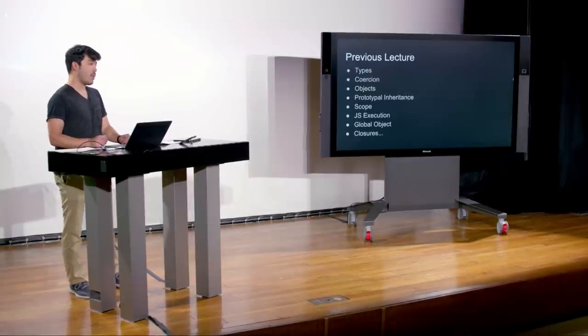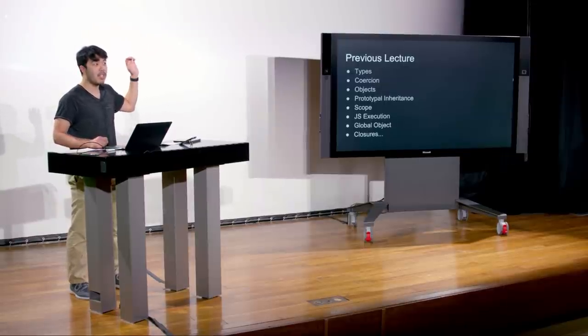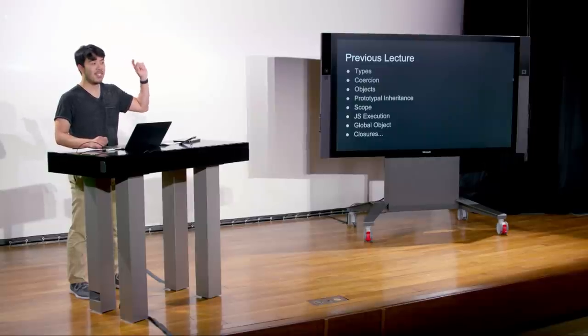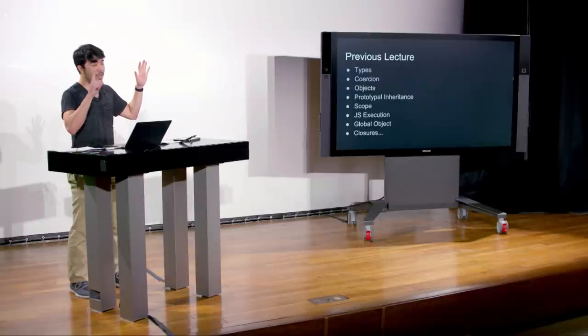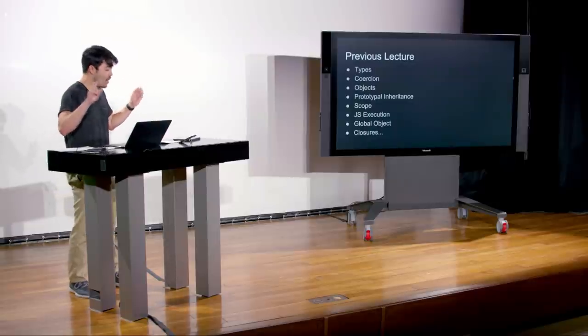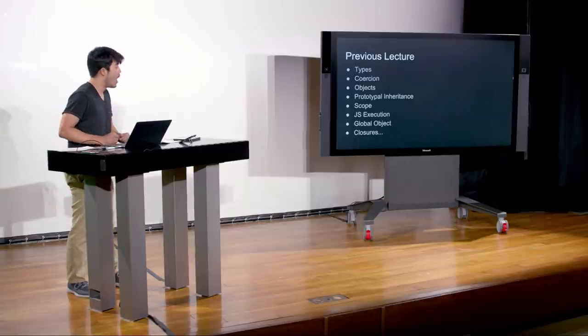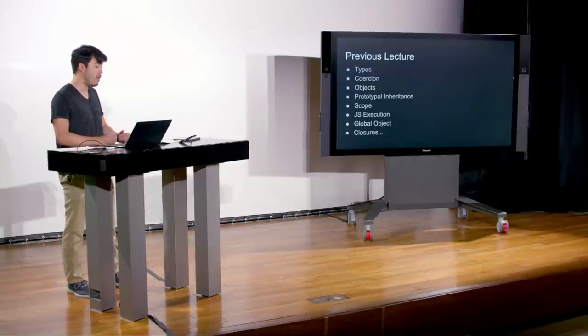So previous lecture, we talked about a few different topics, types being one. Who can name some types that we talked about last week? Anyone? String. Number. Null. Undefined. Object. Symbol. And true or false? A Boolean. Yeah. We talked about coercion, which was the process by which we change one type to another. Objects, of course, the non-primitive type.